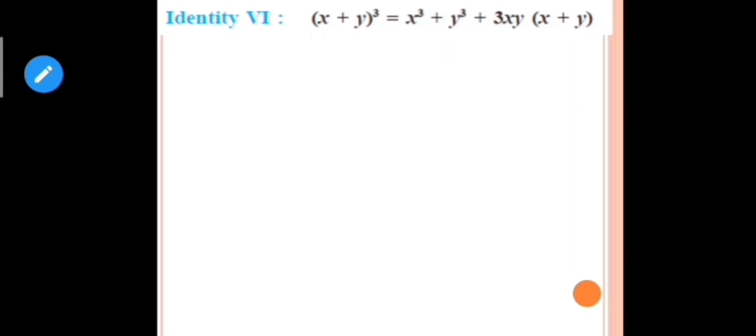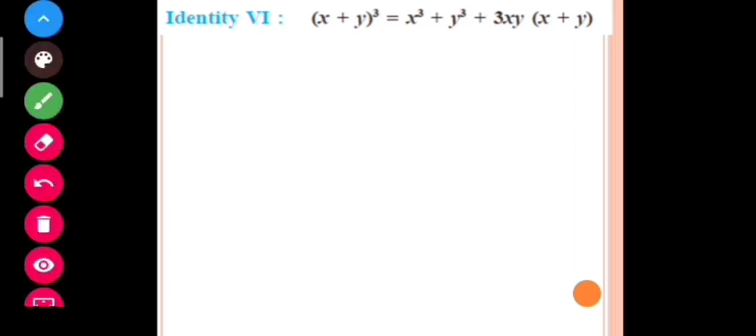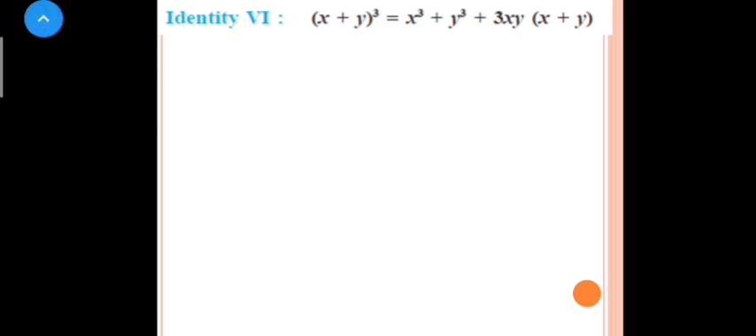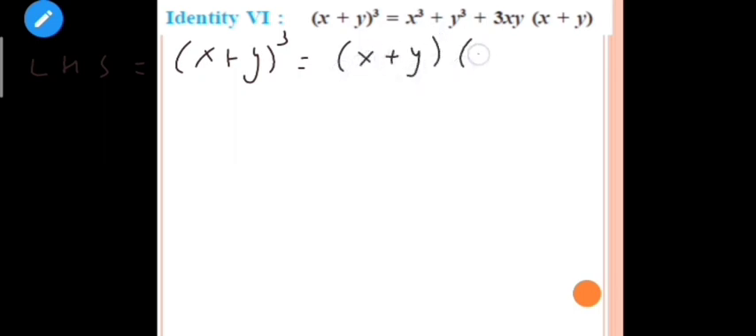Again I will take LHS here, and after that I will multiply it 3 times. Why? Because here it is given that you have to do cube. That's why I will multiply x plus y 3 times, and after that I will get the result. Again it is very simple. Let us see how I am going to do it. So I will take LHS here, right? So your LHS will be x plus y whole cube, right? So it will be x plus y into x plus y into x plus y.